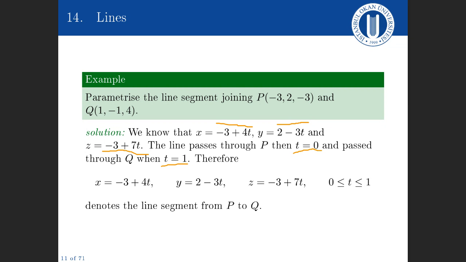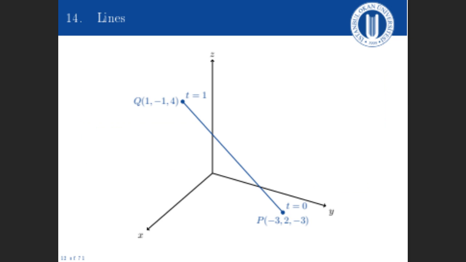So the answer is, for this line segment, we let t be any number between 0 and 1. Why is it 0 and 1? Because we use the vector PQ to decide on our parameterized equations, so parametric equations. So, of course, it's going to be 0 and 1.